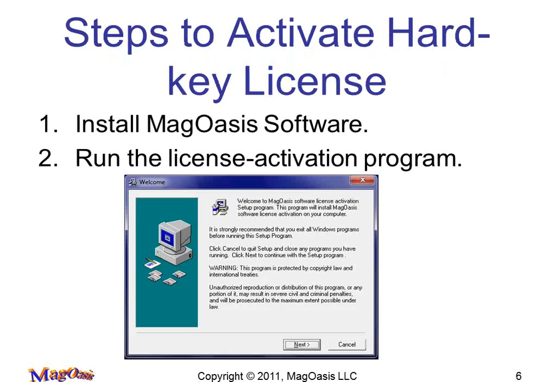Here are the steps you use to activate a hard key license. After installing MagOasis software, run the license activation program to activate the license. The picture below is a screenshot of the initial page of the license activation program. Complete the installation by pressing the next button and following the instructions.